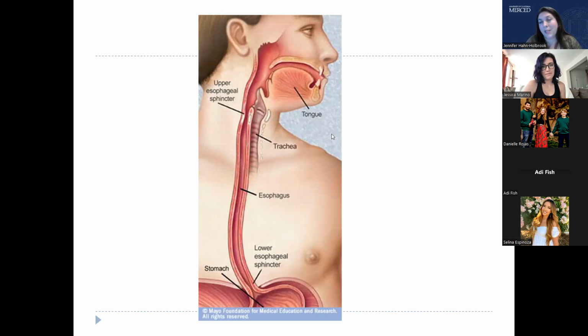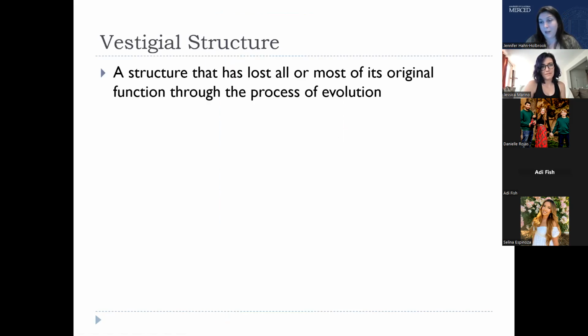Okay, so those are examples of phylogenetic constraints. There are often even vestigial structures. So these are structures that have lost all or most of their original function through the process of evolution, and so it's just kind of hanging around. Some people have argued that some things in humans are vestigial, like the appendix or the tonsils, but then other people have argued that actually they seem to have quite a few functions. So they're just maybe not the most important functions.